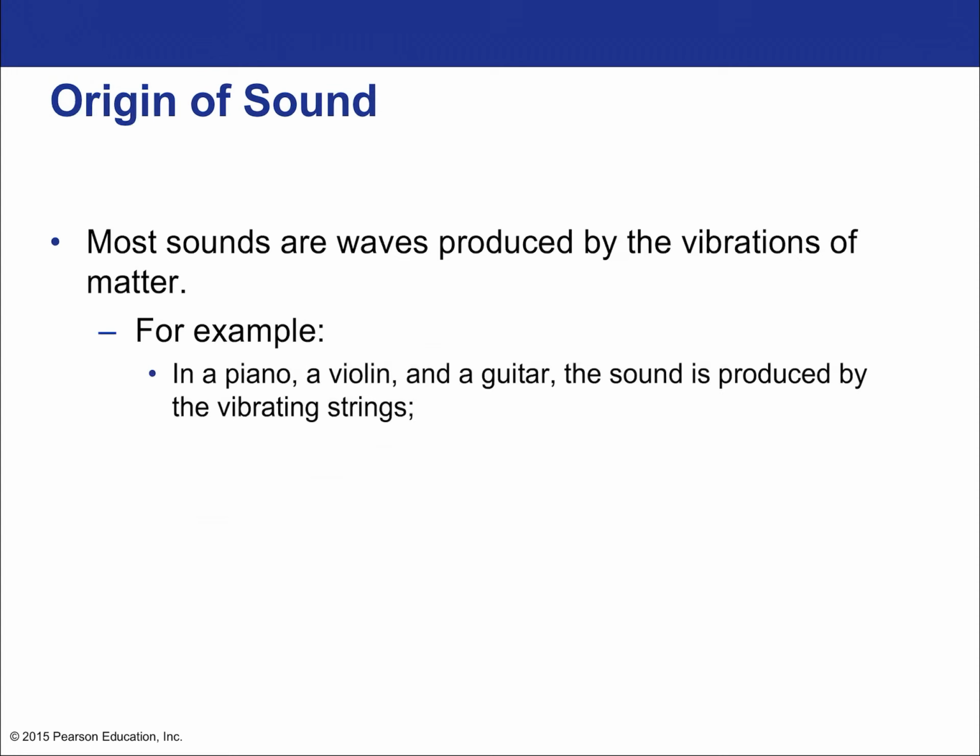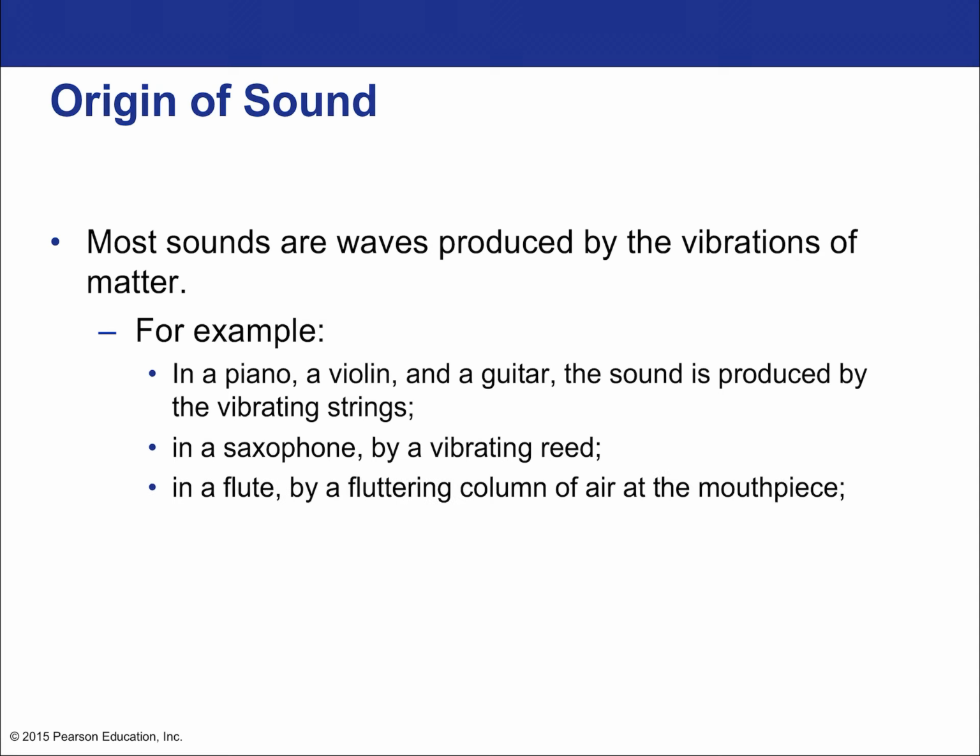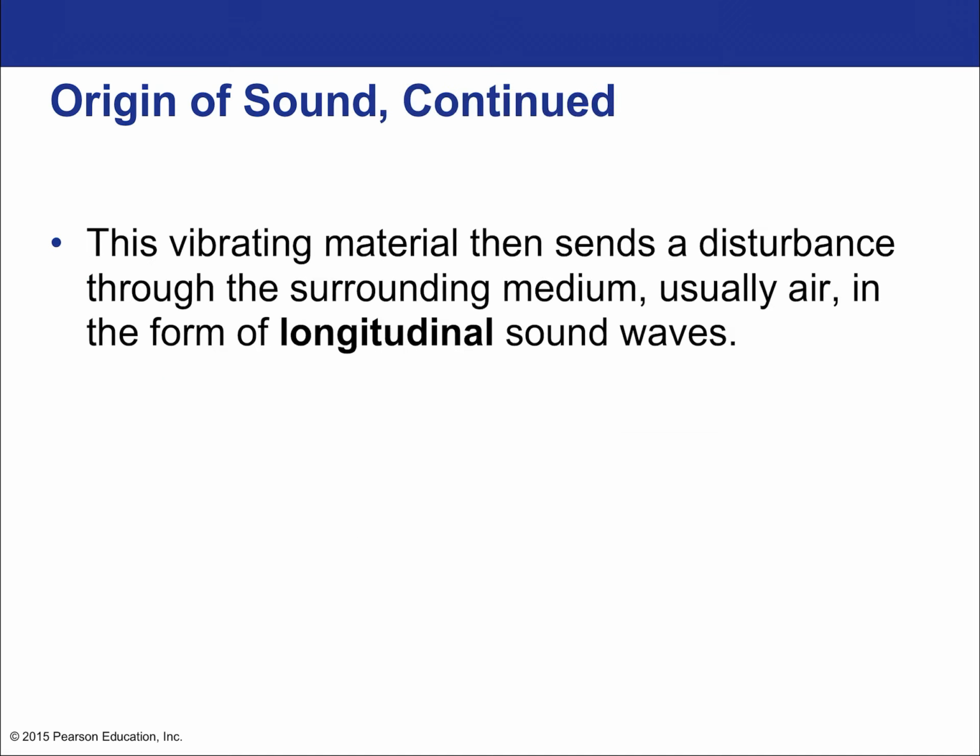So most sounds are waves produced by the vibration of matter, okay? So they're all waves, but they're mostly produced by the vibration of matter. For example, in a piano, a violin, or a guitar, the sound is produced by the vibrating strings. In a saxophone, it is created by a vibrating reed. In a flute, by a fluttering column of air at the mouthpiece. So there's the vibration, the motion. In your voice, it's due to your vocal cords. All right? So the actual organ, the tissue is vibrating, thus creating that vibration, and the sound wave that then propagates out into the room or space that you are in.